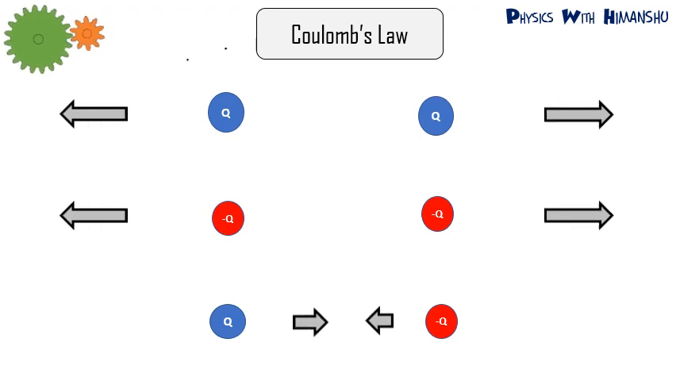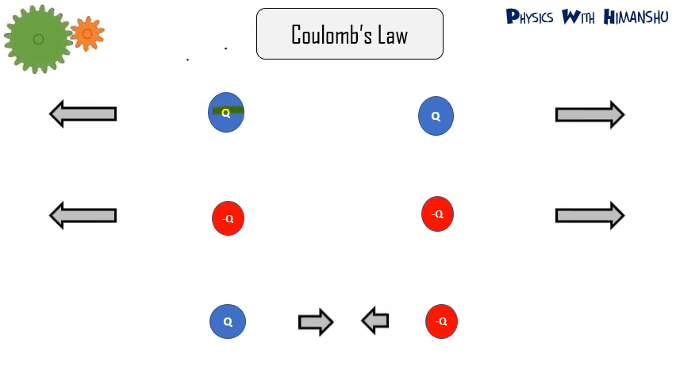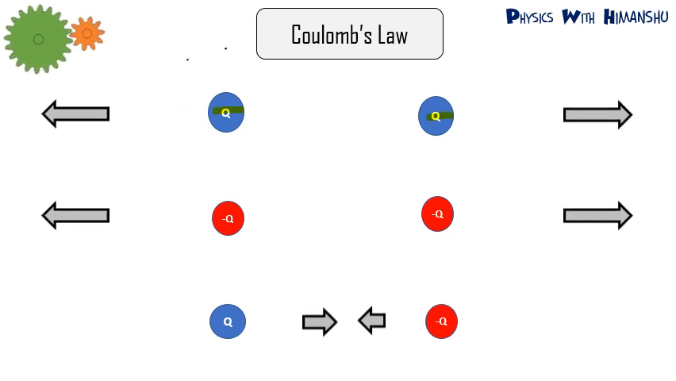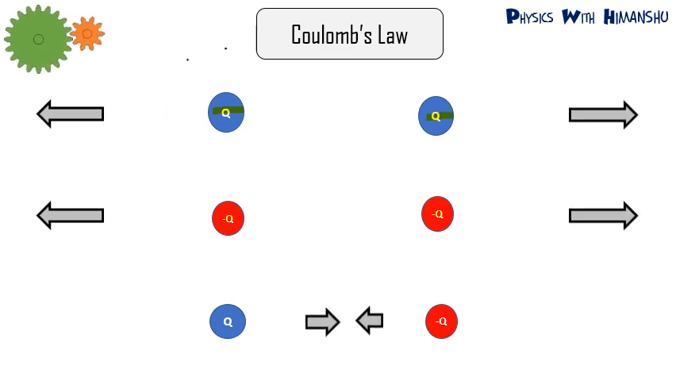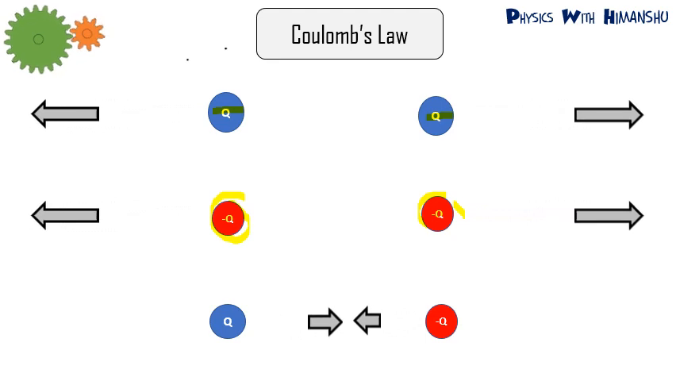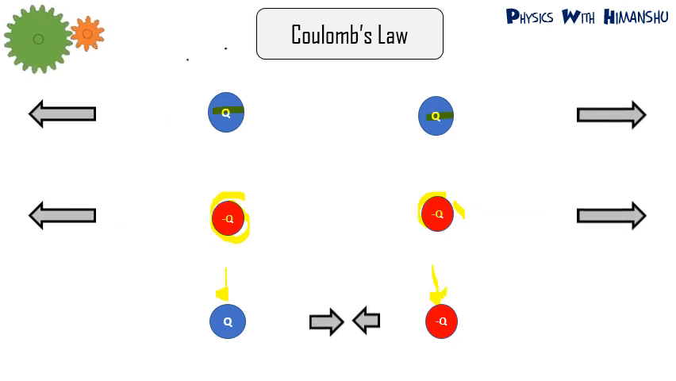Now we'll be discussing Coulomb's law. This is a positive charge and this is a positive charge, and see, both of them are repelling each other. Same negative charge, and see, this charge minus Q is repelling this charge minus Q on this side, and this charge minus Q is repelling this charge minus Q on that side. But in the last figure you can see there is a positive charge and there is a negative charge, and both of them are attracting each other.